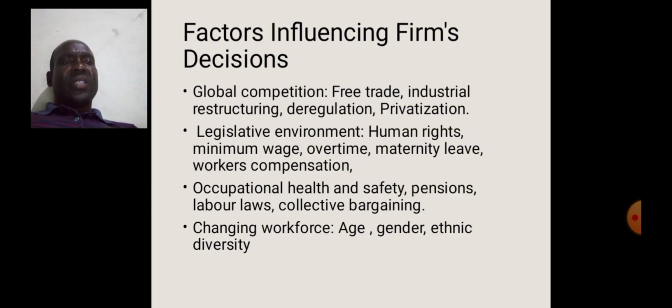Now, what are some of the factors that influence a firm's decisions? The first factor is global competition. We look at aspects like free trade, industrial restructuring, deregulation, privatization. Okay? So how are these factors at the global level? When we talk about free trade, of course, we even talk about things like free trade areas. Okay? We're talking about globalization.